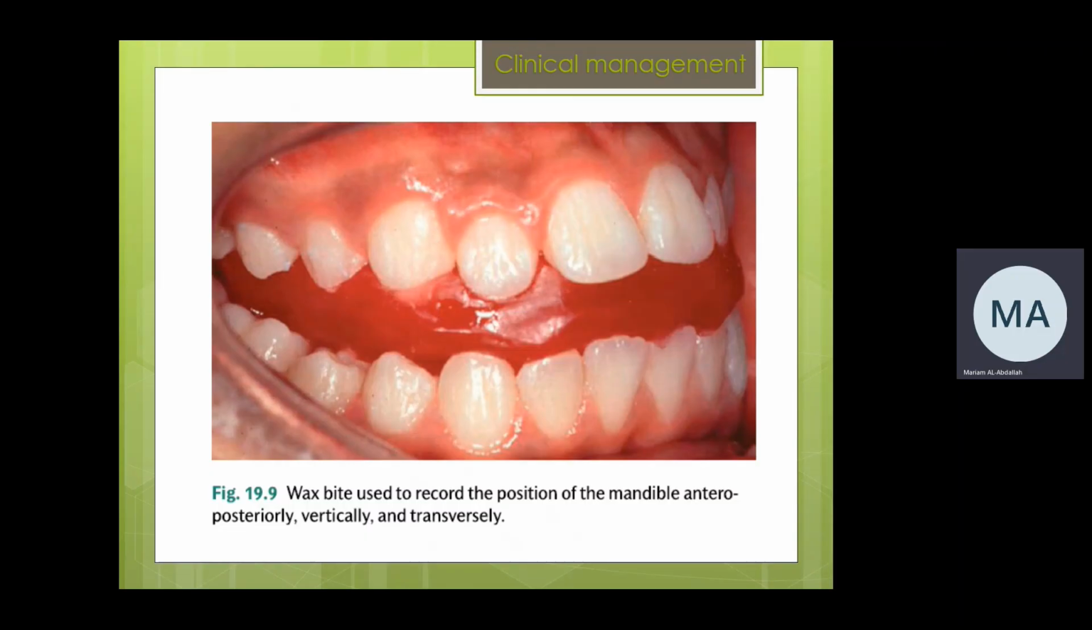And then during settling and the transition stage, we will have some relapse and we will end up having 2 to 4 millimeters of overjet, which is the normal. So we take the bite edge to edge, if possible.